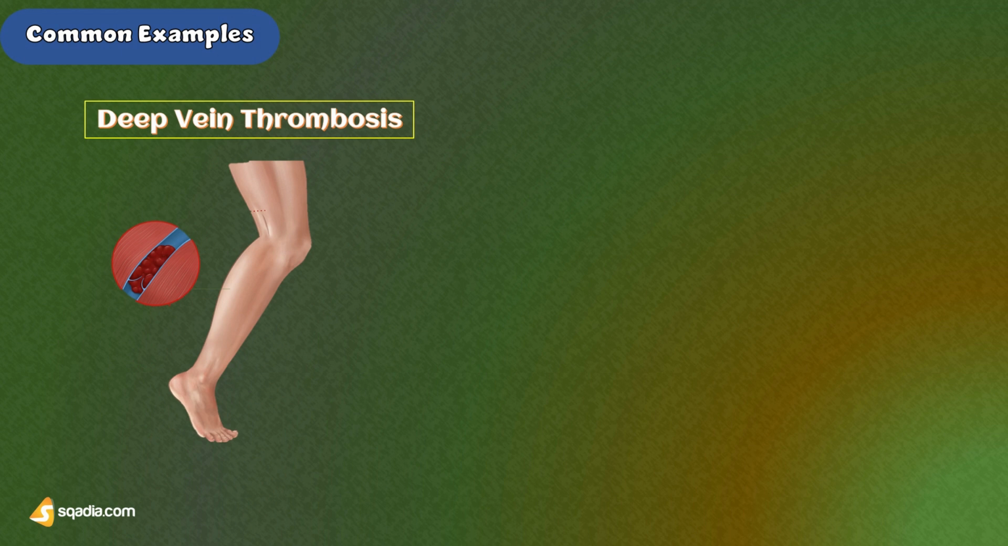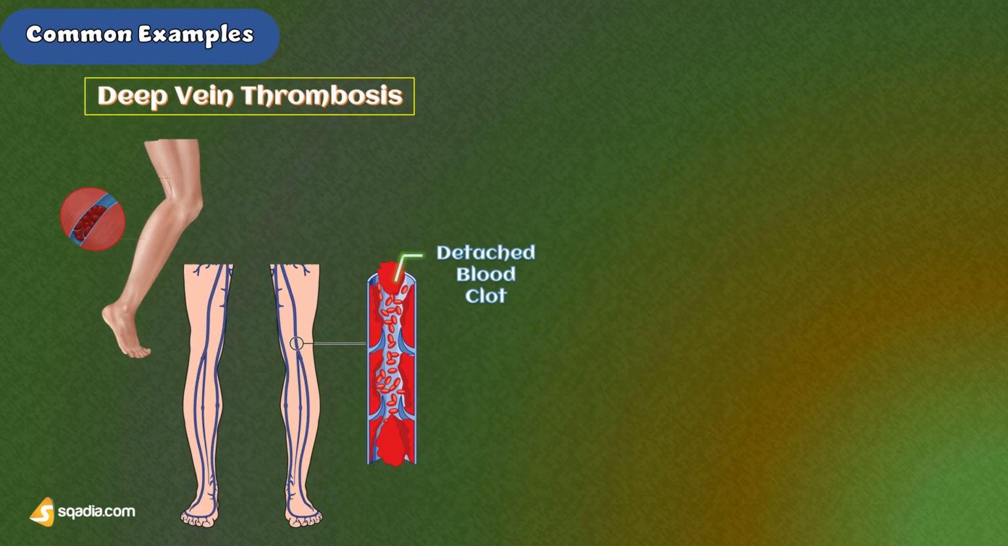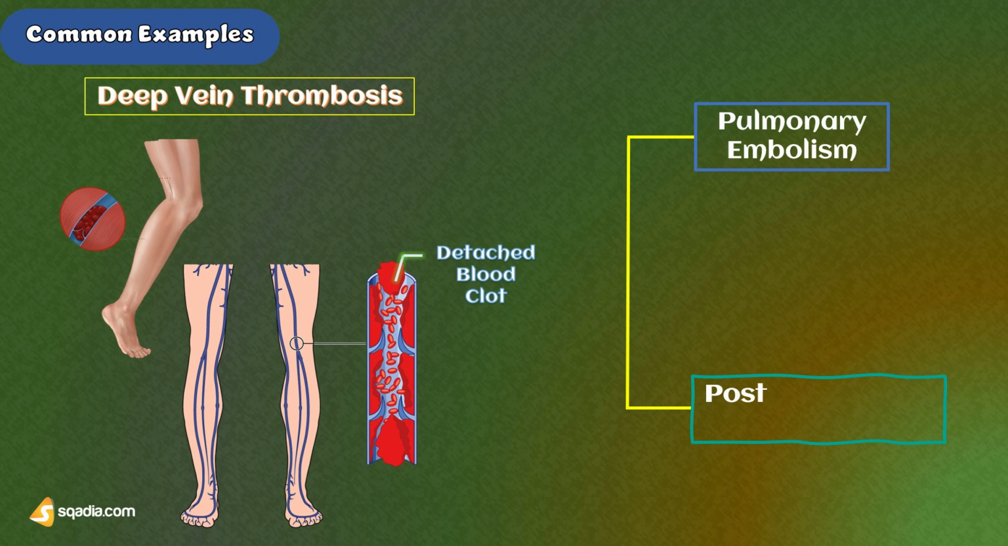The most common blood clot that occurs in the lower limb is deep vein thrombosis. Deep vein thrombosis, abbreviated as DVT, is a medical condition where blood clots form in the veins of the lower limbs. DVT can be a serious condition, potentially leading to complications, such as pulmonary embolism and post-thrombotic syndrome. We will talk about these complications a bit more later on.